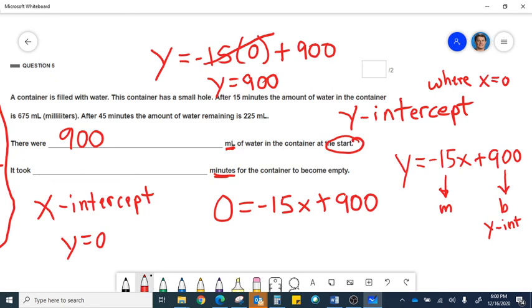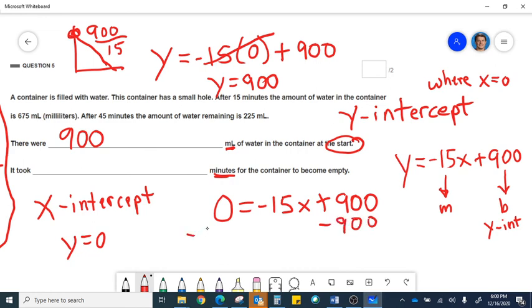But if you think about this, if you start off with this right here, 900, and every minute that goes by, you are deleting 15 milliliters from that 900, to find the number of minutes that are going to go by before you get to 0, all you got to do is divide by 15. You just divide 900 by 15. Now, I'm going to show you that algebraically right here.